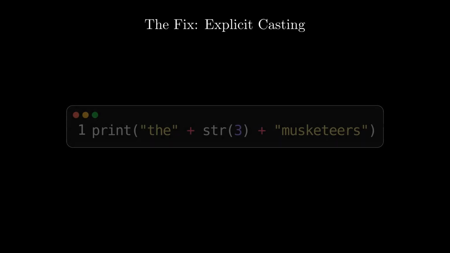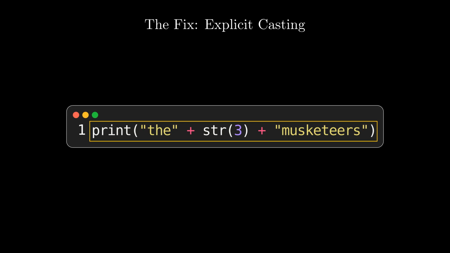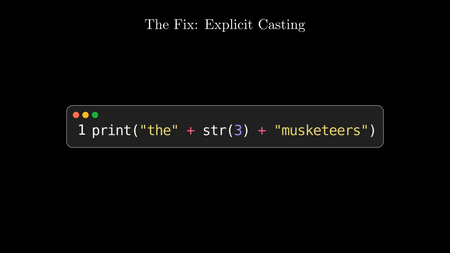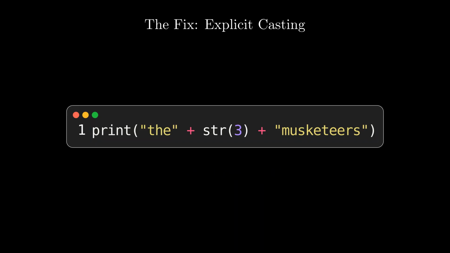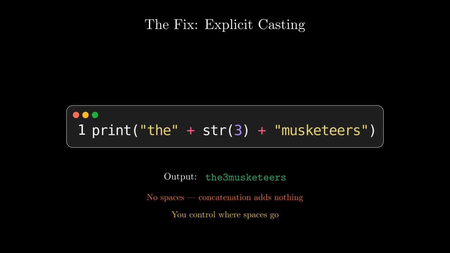The fix: cast every non-string value to a string first. Print the string "the" plus the result of converting 3 to a string plus the string "musketeers". The str function builds the string "3" from the integer 3. Now all 3 pieces are strings. Concatenation succeeds, and the output is "the3musketeers" crammed together with no spaces at all. Because concatenation adds nothing, you decide exactly where spaces go by writing them into the strings yourself. Full control at the cost of explicit casting.